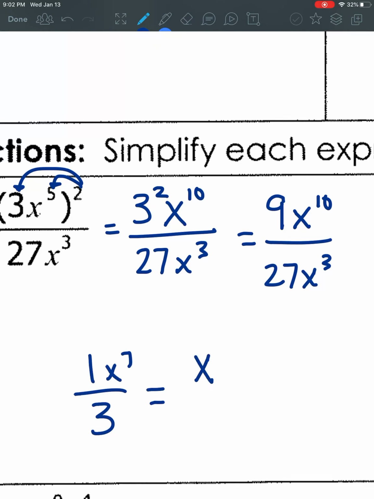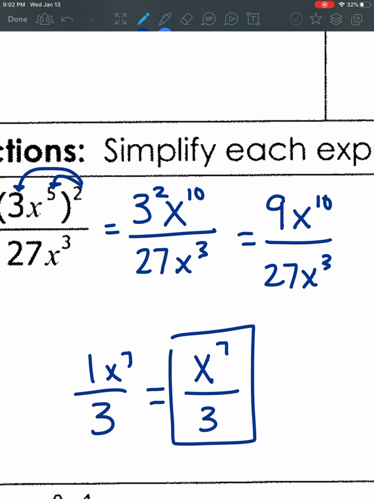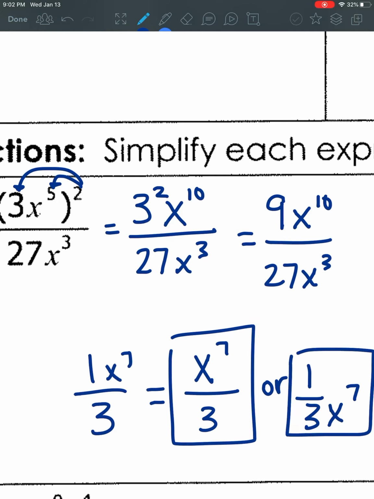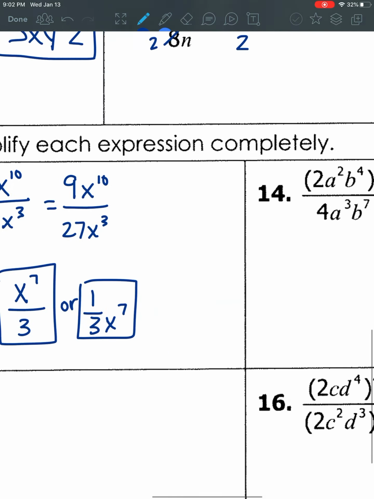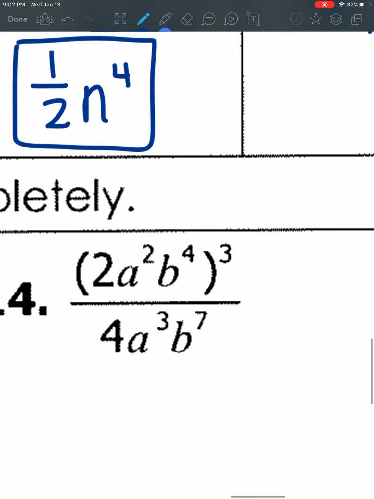So again, a couple different ways we could write this. I'm going to eliminate that 1, so we could write it as x to the 7th over 3. Or we could say 1/3 times x to the 7th, 1/3 x to the 7th, like this. Again, same answer.